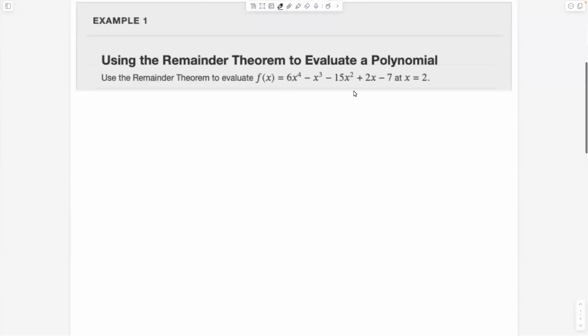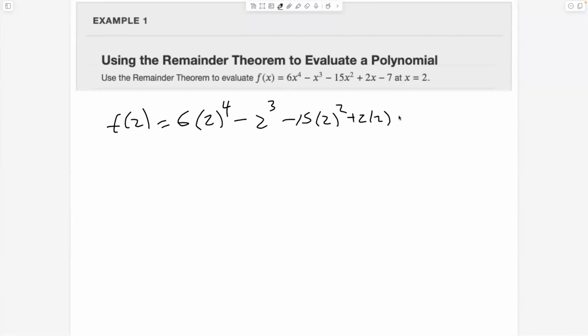Okay, so we've got this function here. I want to evaluate it at x equals 2. So this is what we're trying to calculate. And maybe you should get your calculator out and actually evaluate what you would get here. And that will equal something. I'm going to calculate that using what's called synthetic division. So synthetic division is a quick way of doing long division.